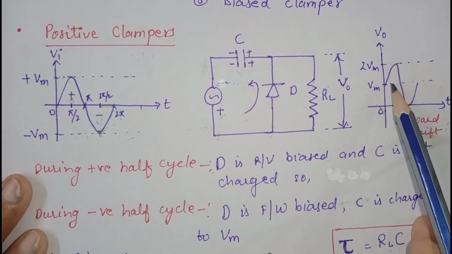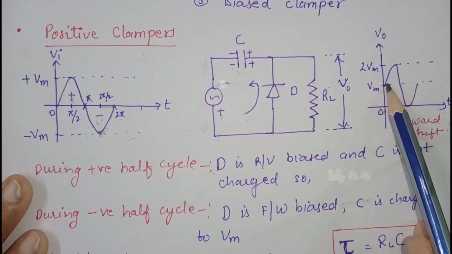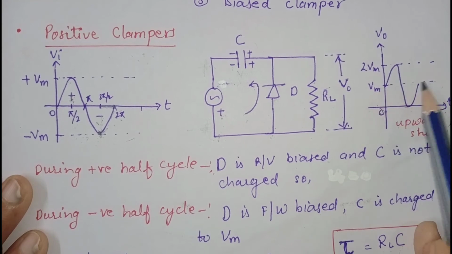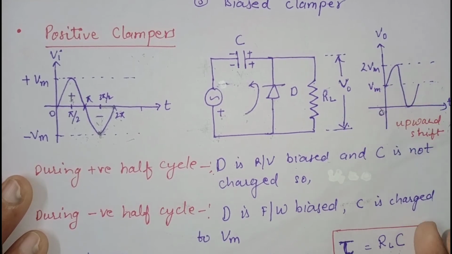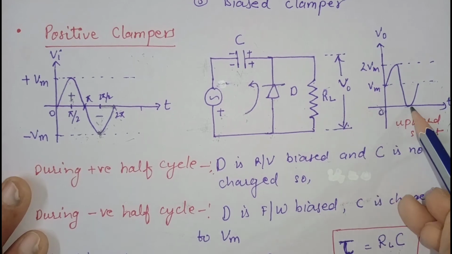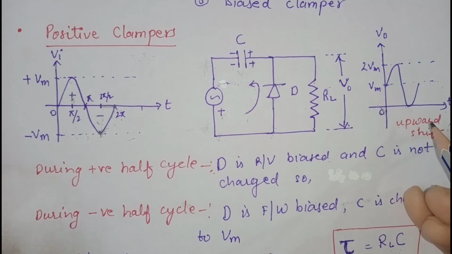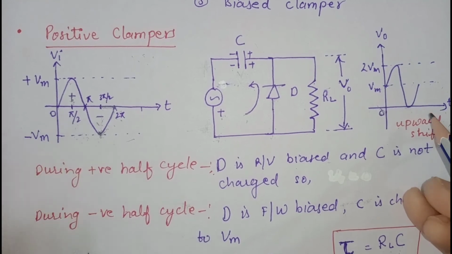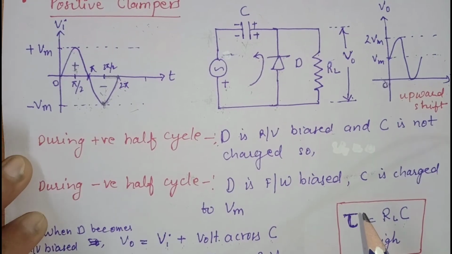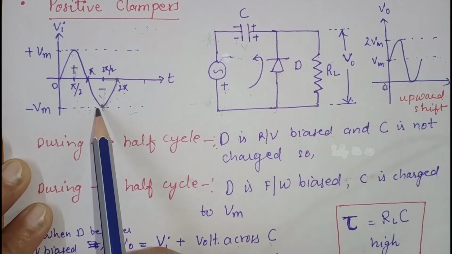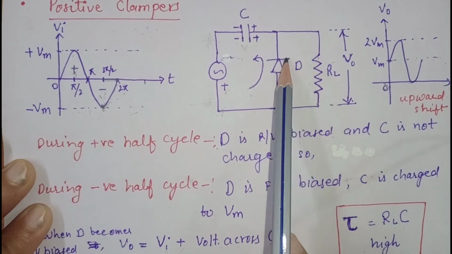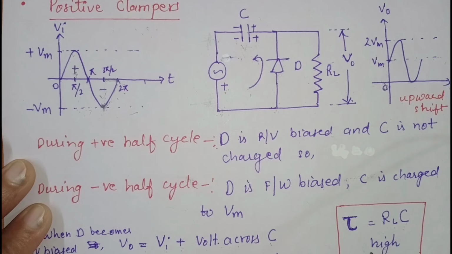We have introduced DC voltage up to Vm. This is the DC voltage. So now the negative peak of the input signal touches the x-axis, so it is shifted by Vm. To have the same output waveform as the input signal, this RC time constant should be very high.